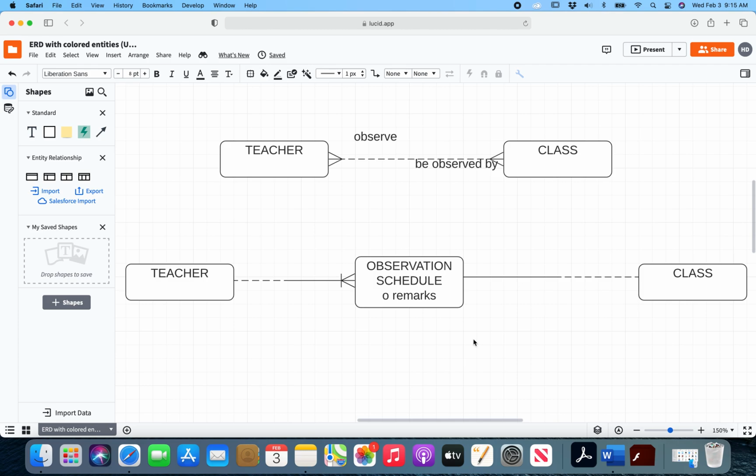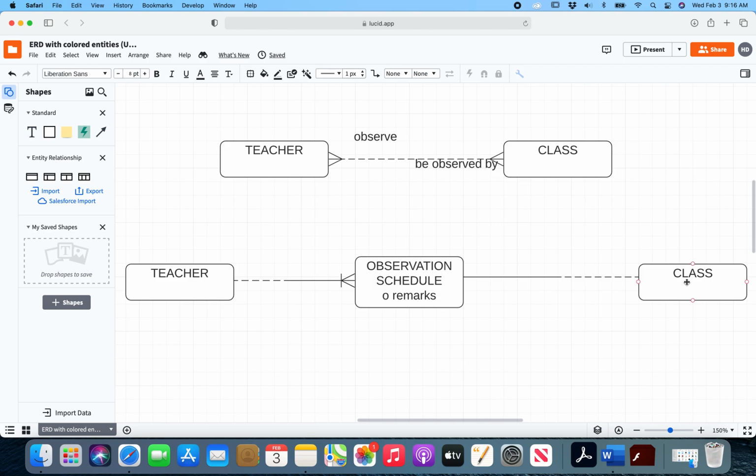Well, if there's a teacher on this observation schedule to observe a class, we don't need a teacher to observe more than one class at a time because that's pretty much impossible. You can't be in two places at once. So this observation schedule is going to stay. Each observation schedule must be for one and only one class.